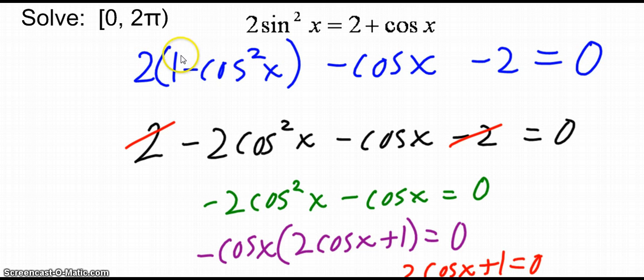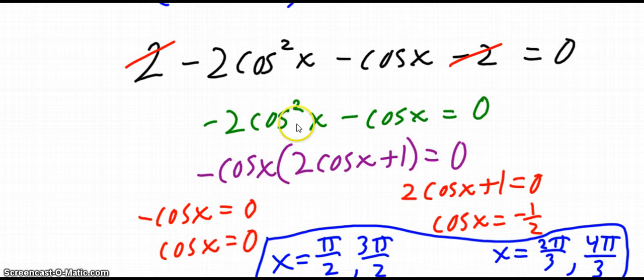In my next step, distribute the 2 here, so I get 2 minus 2 cosine squared of x. Still have minus cosine of x minus 2 equals 0. Conveniently, look at this. The 2 and the negative 2, those go away, right? They cancel each other out. That becomes 0. So now I have negative 2 cosine squared of x minus cosine of x equals 0.